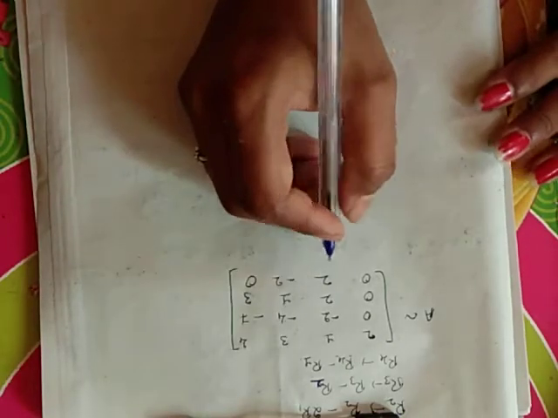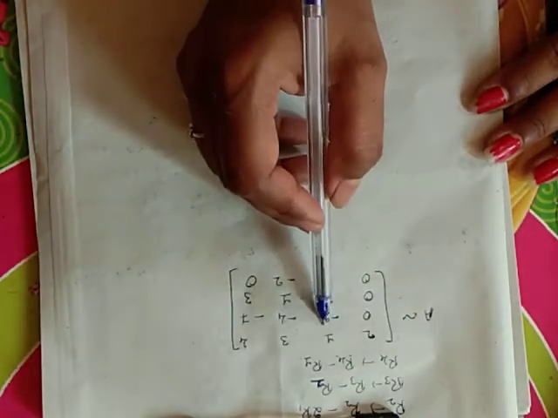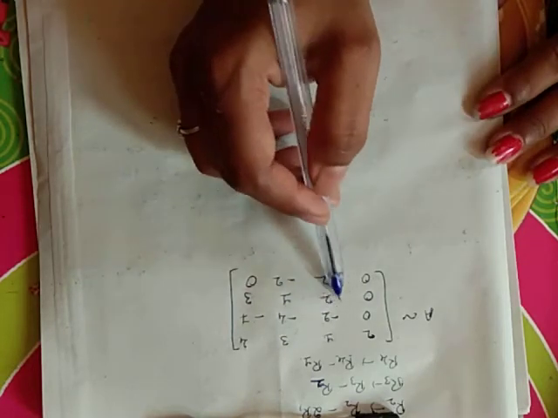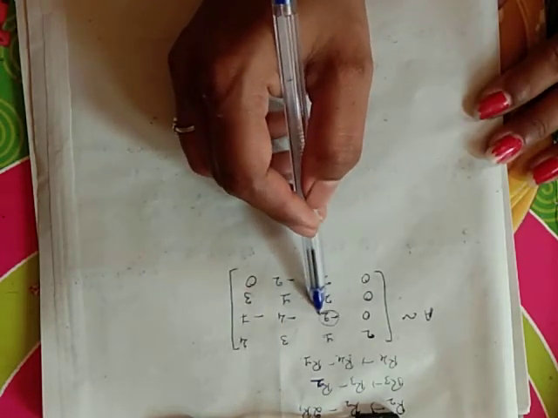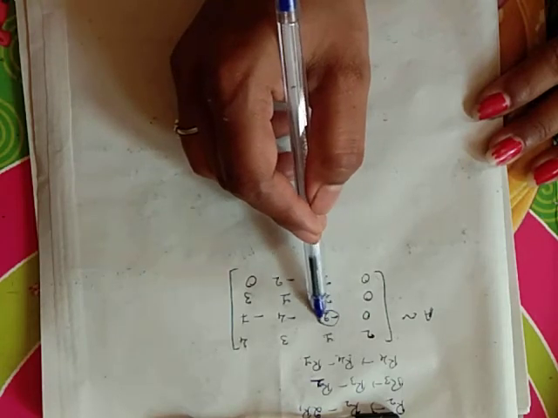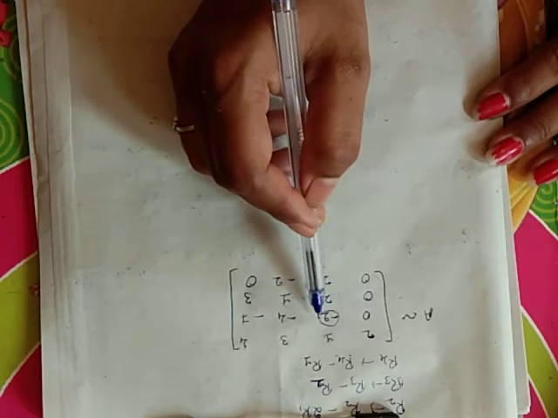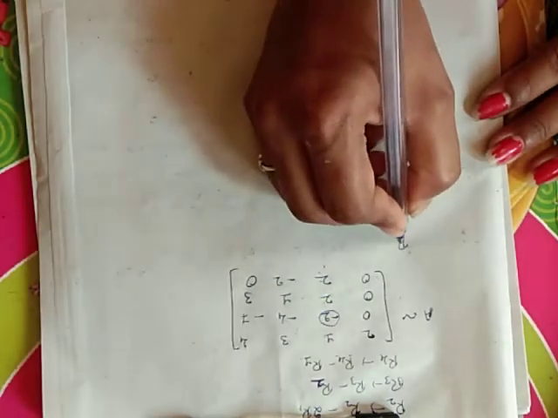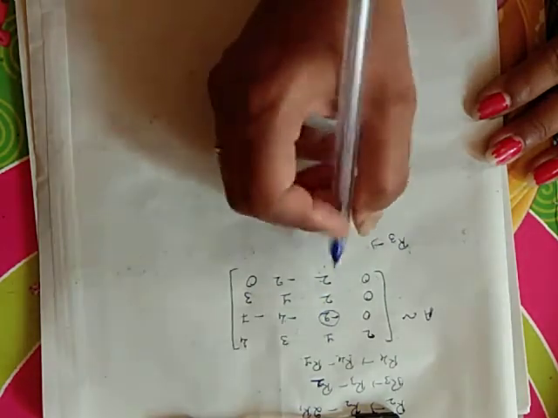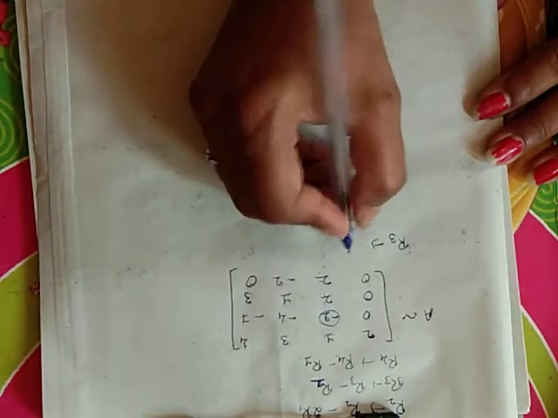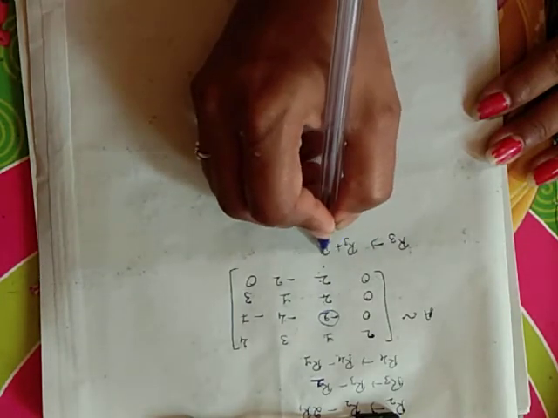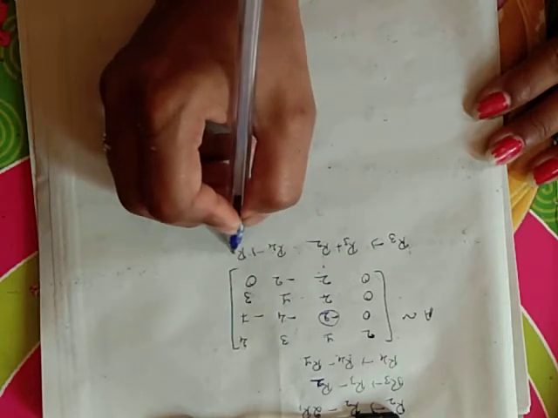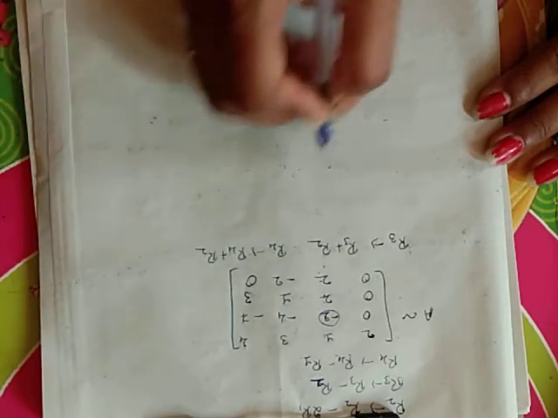Now again, by transformation, you have to make the elements below in this column tend to 0, using the second leading term, that is the second element of the second row. Using this element, we have to make these two 0. That is again by the transformation, R3 tends to R3 plus R2, and R4 tends to R4 plus R2.